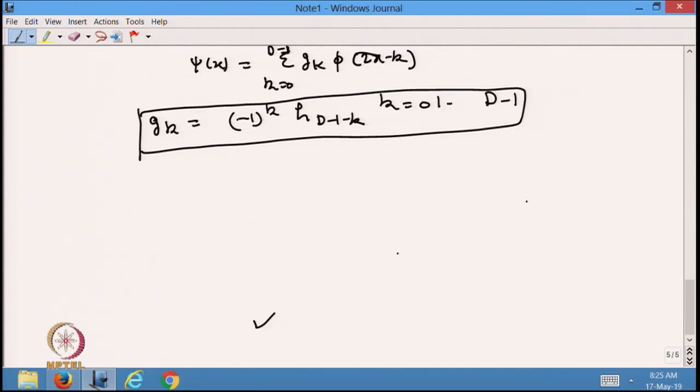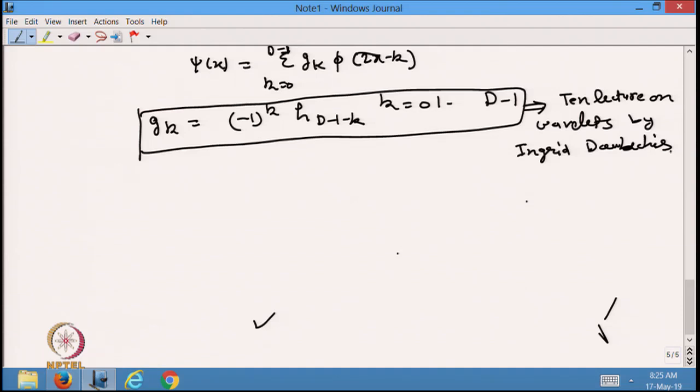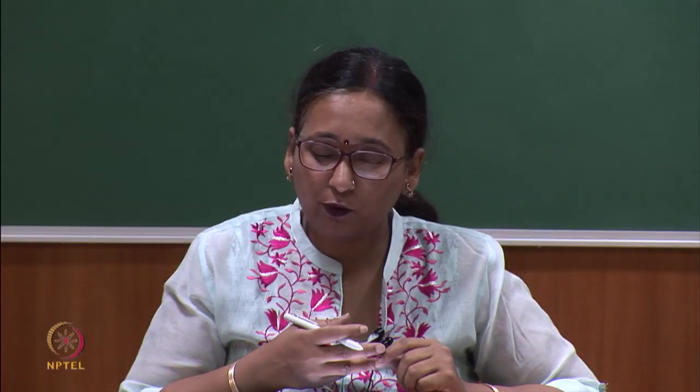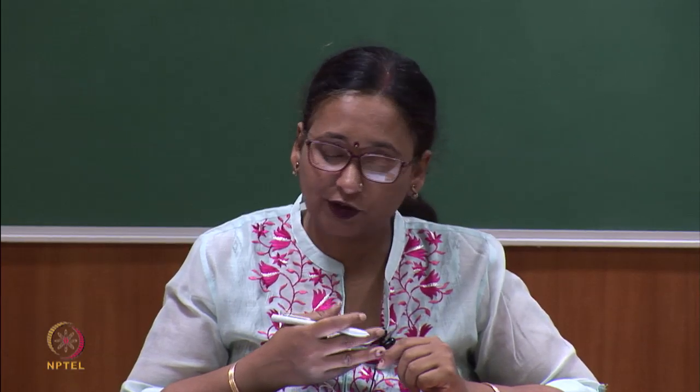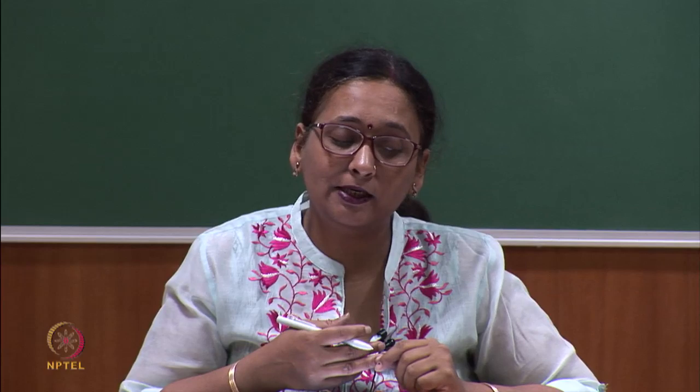For a proof of how these are related, one could look at the book Ten Lectures on Wavelets by Ingrid Daubechies. I have also given you the reference where you could see this. So, now as I said, we have to look at how to compute, if we are starting with the filter coefficients, the HKs and GKs.